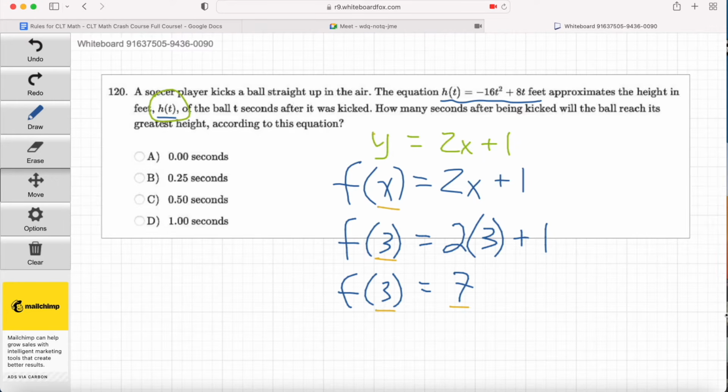That's not what it means here. H of t is some unknown value. In this case, I believe it's the height of the ball. H of t is the height of the ball. Does that make some sense? I think so. Okay. We're going to come back to functions a little bit more.